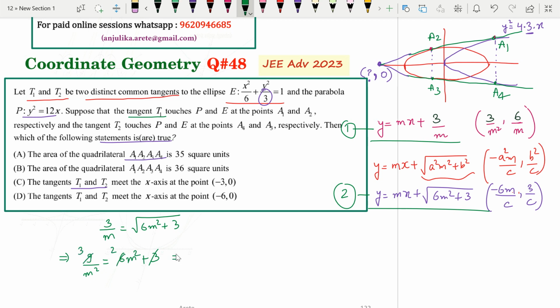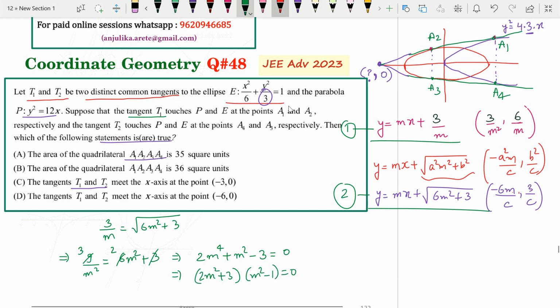What are you getting? You are getting a quadratic in m square: 2m power 4 plus m square minus 3 is equal to 0. Easy to factorize, not difficult at all. So you just factorize it. What are you getting? m square plus 3, right? And m square minus 1 is equal to 0.